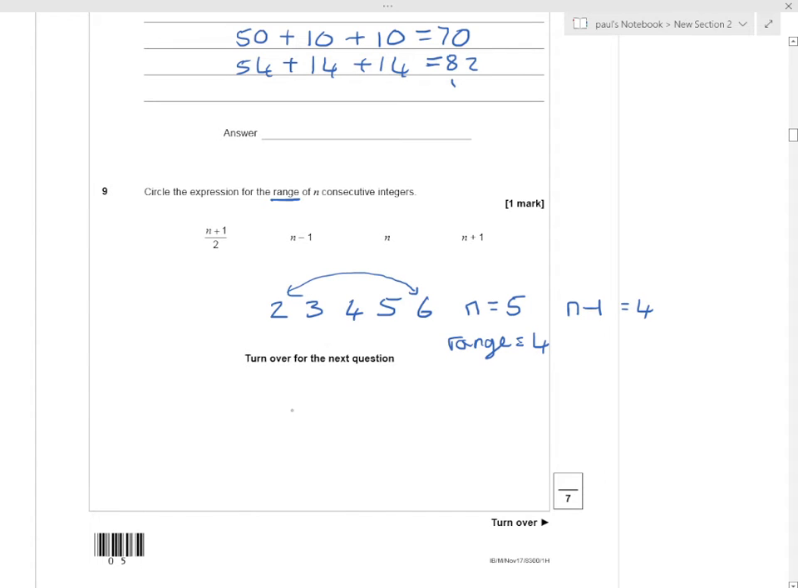What if we do different ones? 10, 11 and 12. Now we know that the range is equal to 2. So we've got 3 numbers. If we take away 1, we equal 2. So that will be n minus 1 equals the range. So it's n minus 1, that one.